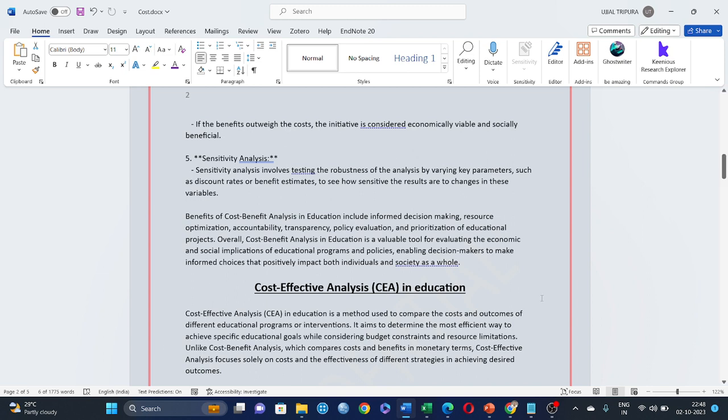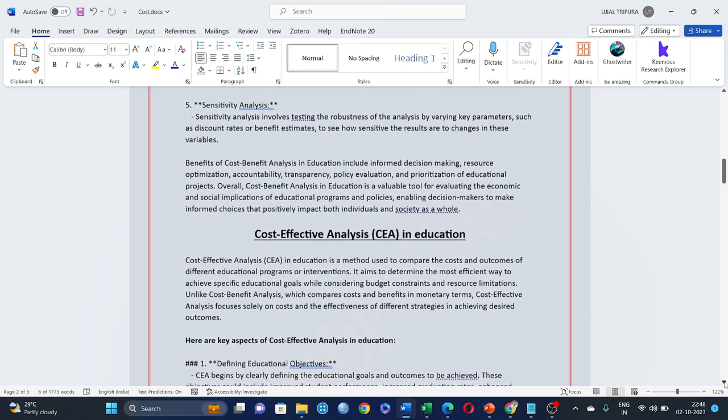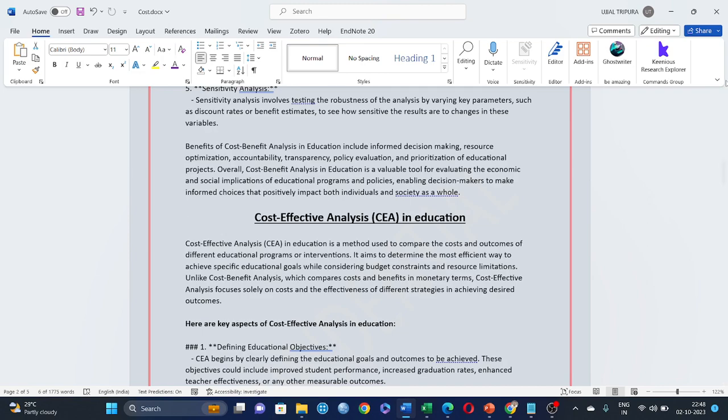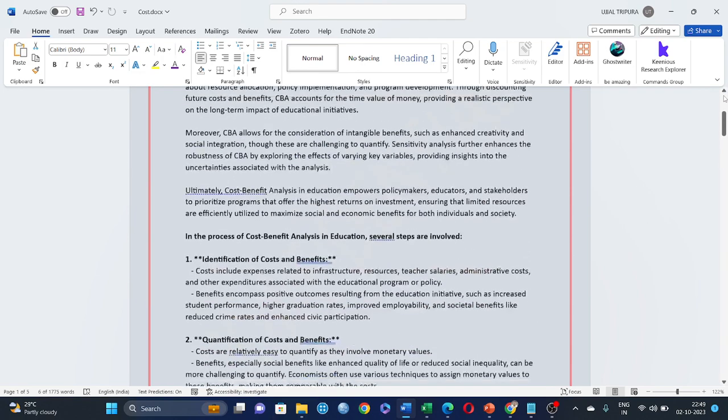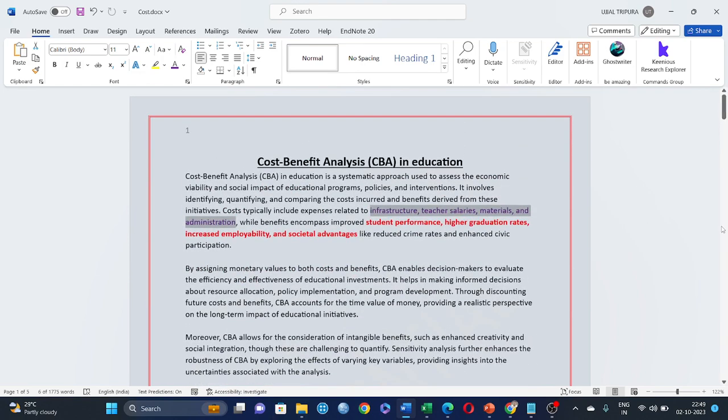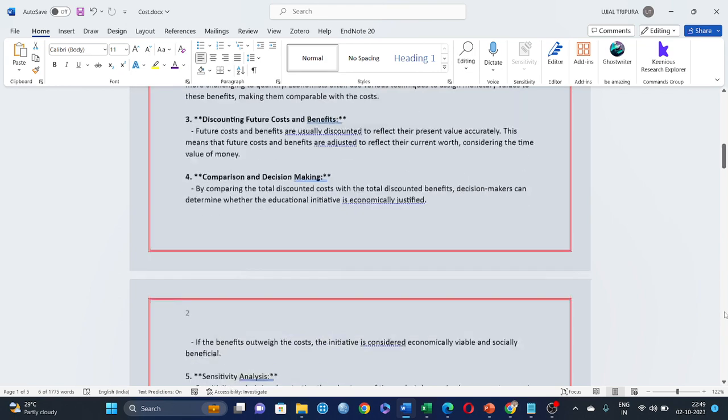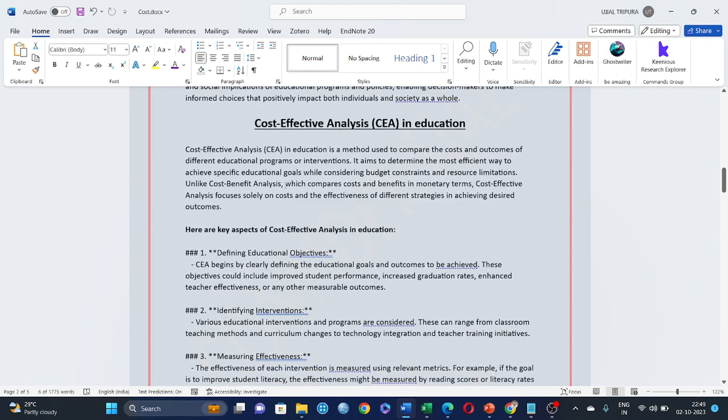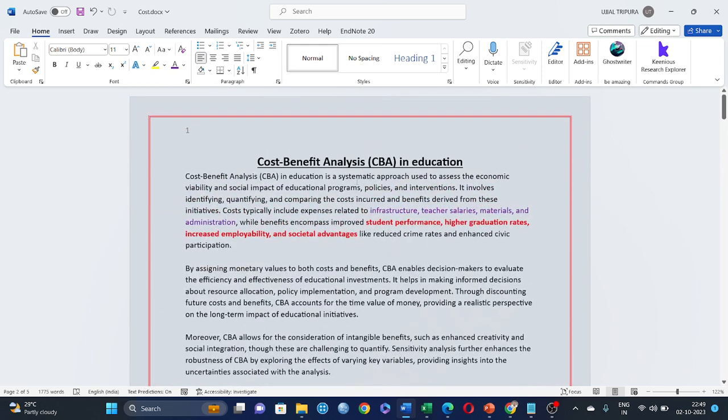So now, in the education system, I think you must be understanding cost benefit analysis. Now we will see the cost effective analysis. Cost effective analysis in education is a method used to compare the cost and outcomes of different educational programs or interventions. It is directly comparing, but in the cost benefit analysis we are not comparing, we are just assessing.